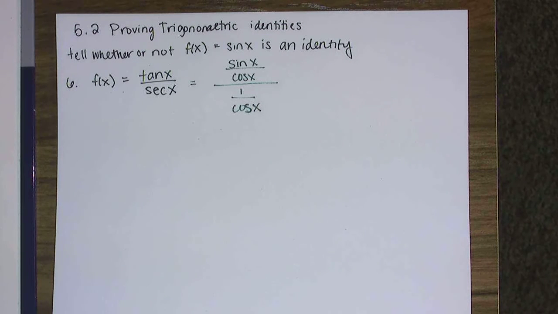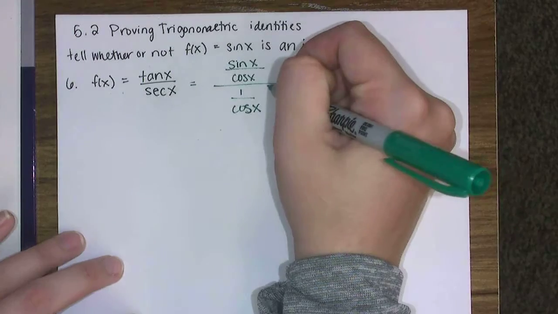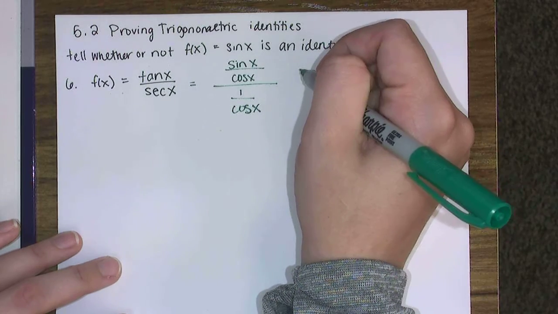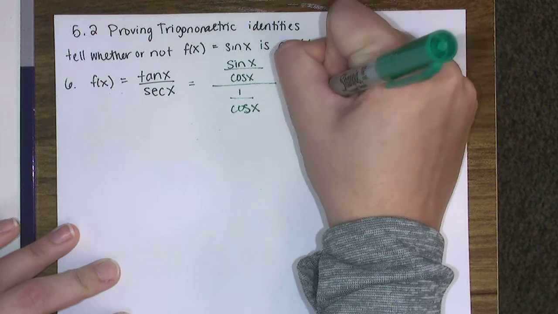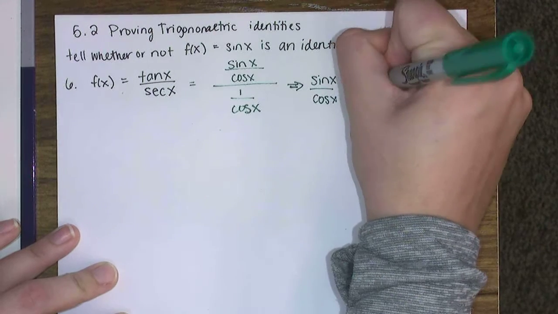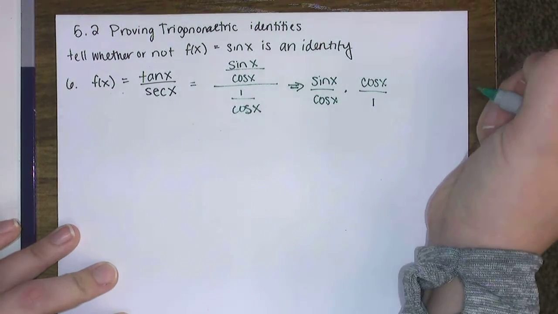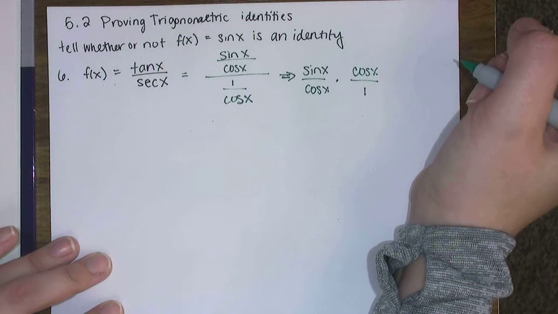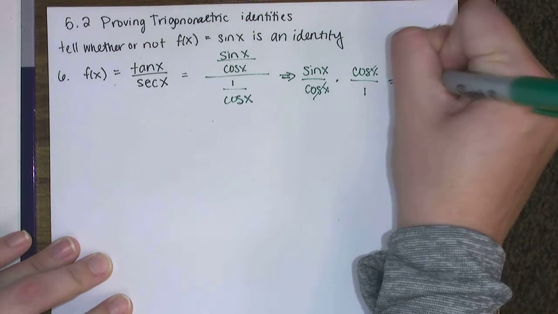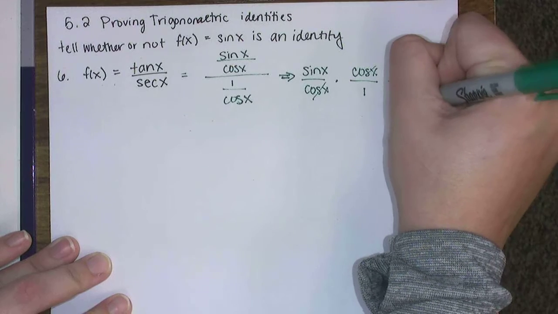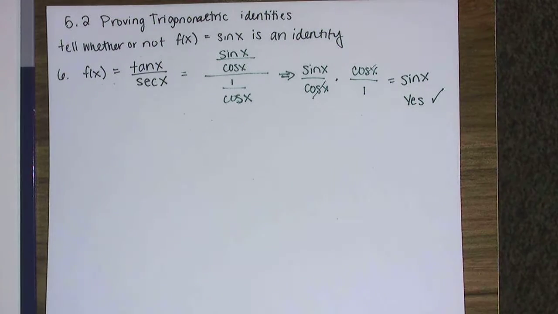So now it's like, okay, well now I almost made it look more complicated because I have 2 fractions, but when I'm dividing by a fraction, I multiply by its reciprocal. So this is really the same thing as sine of x over cosine of x times cosine of x over 1. Okay? And I don't necessarily need the over 1, but just so that we see exactly what's going on. Cosines cancel, leaving me with sine of x. And so then, yes, it is an identity. Okay, so tangent of x over secant of x is in fact equal to sine of x.